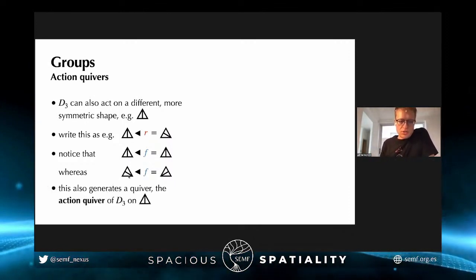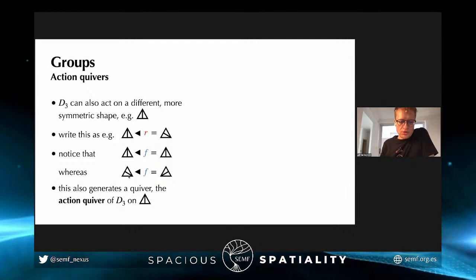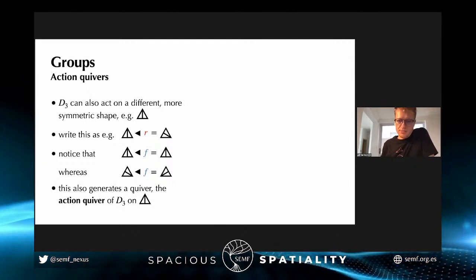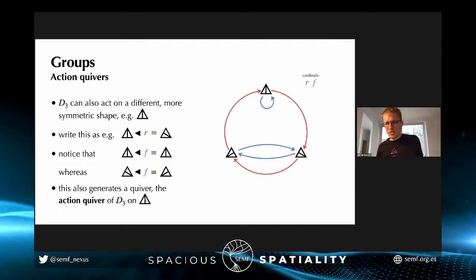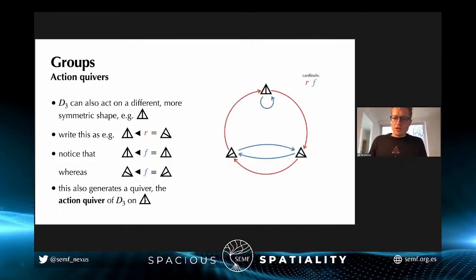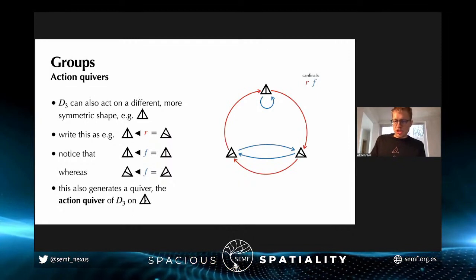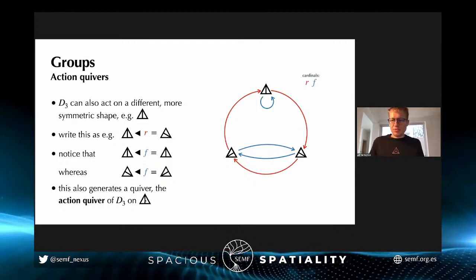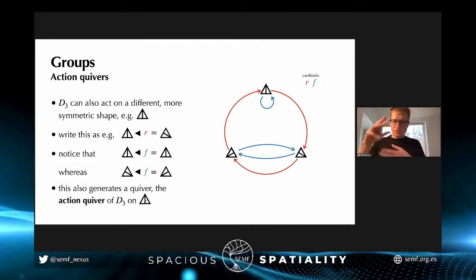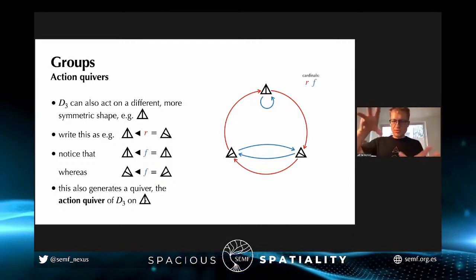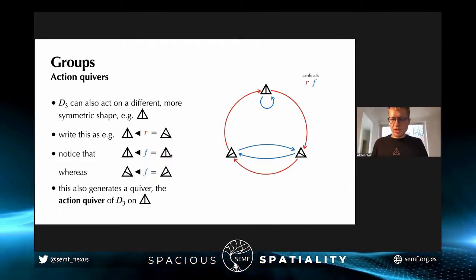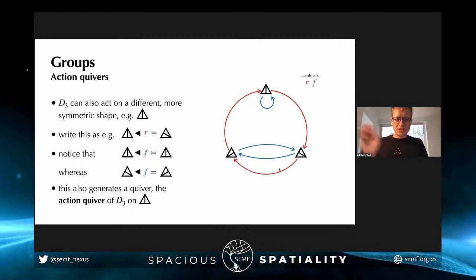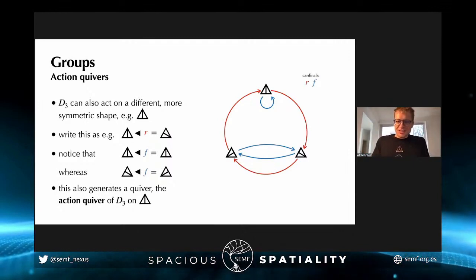So this also gives us a quiver, and that quiver is called the action quiver of this group on this initial element. And we can see it over here. We now only have three possible shapes, and that original very symmetrical structure is a little bit broken. What's happened is we've collapsed some things down together to make this quiver from the original quiver. I shouldn't get into that. It's a little complicated.